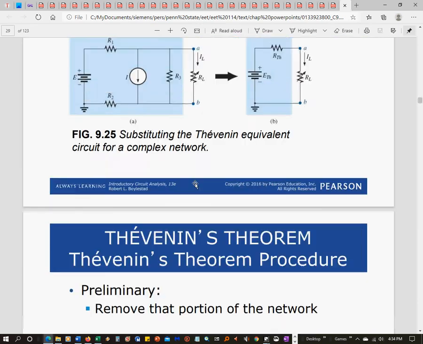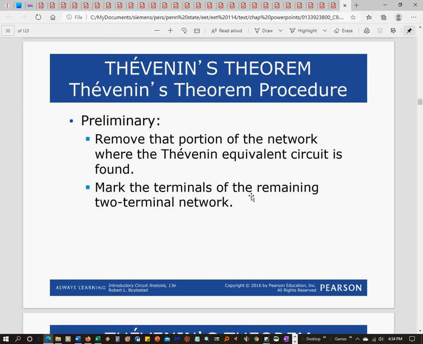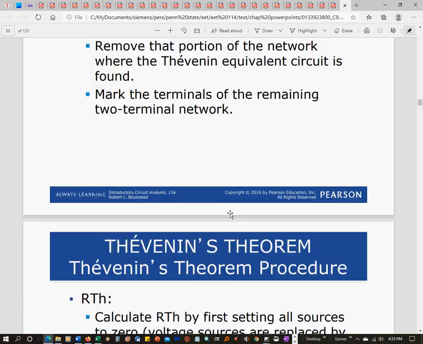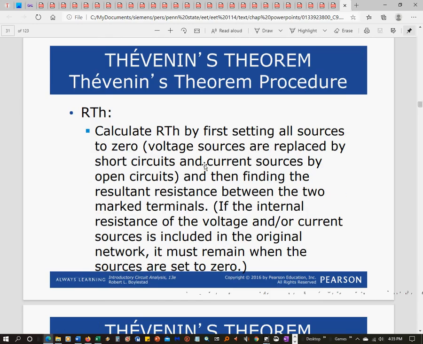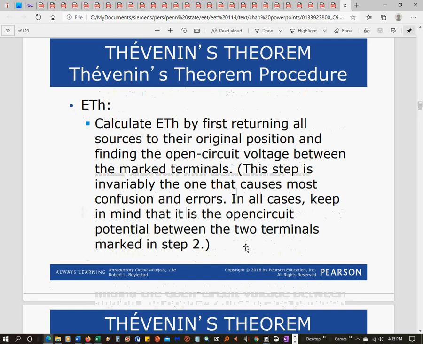That would be the blue shaded area. Mark the terminals of the remaining two-terminal network as A and B. And then calculate R Thevenin by first setting all sources to 0. Voltage sources are replaced by short circuits. Current sources are replaced by open circuits. And then find the resultant resistance between the two marked terminals. If the internal resistance of the voltage and/or current sources is included in the original network, it must remain when the sources are all set to 0.